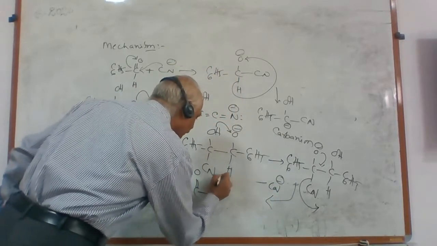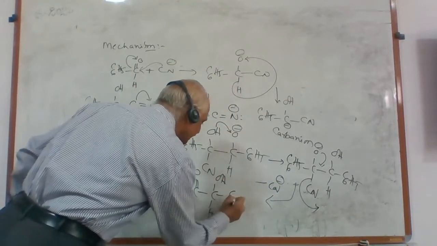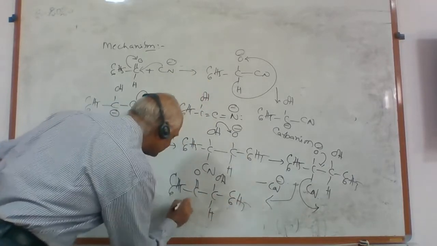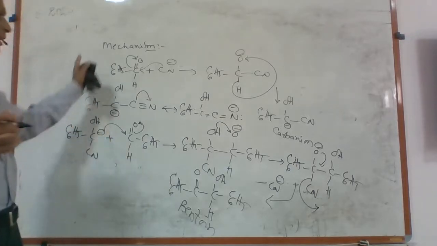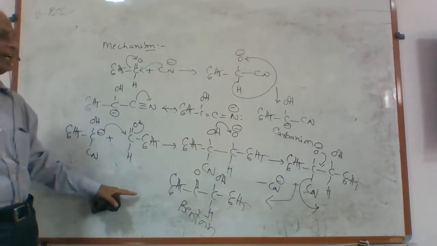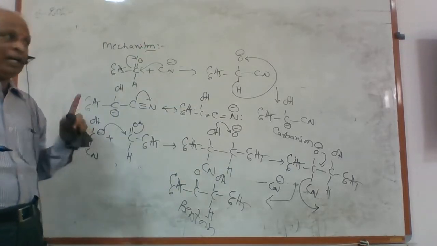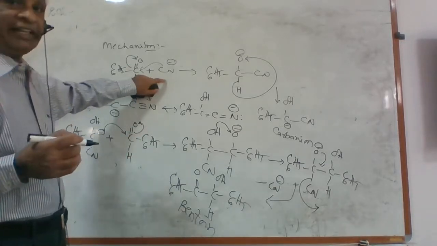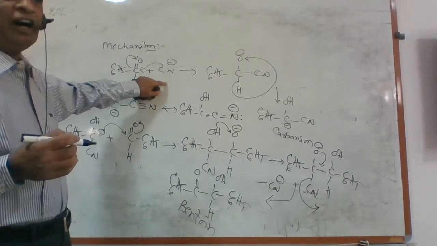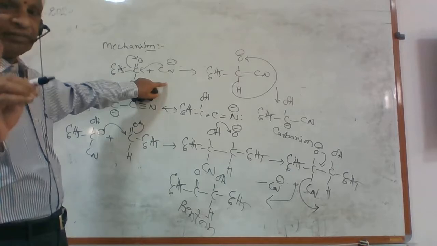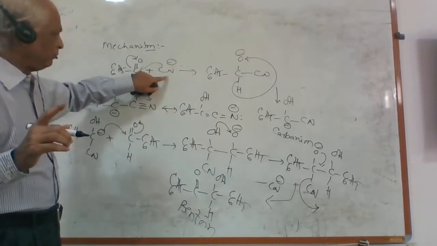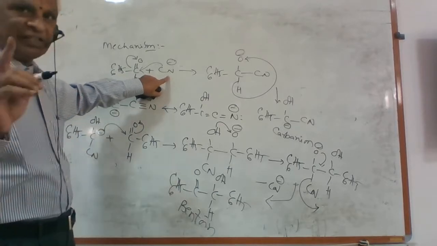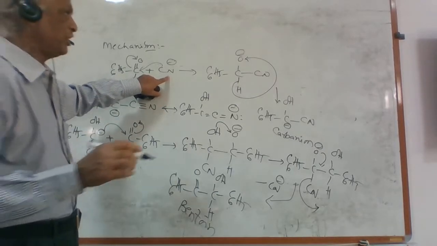So C OH, H, C6H5. That is how I got my benzoin. So this is the mechanism of this benzoin condensation reaction. Already I told you that this reaction is catalyzed by alkali cyanides but not HCl or any complex cyanide. That means CN minus ion is specifically catalyzing the reaction.